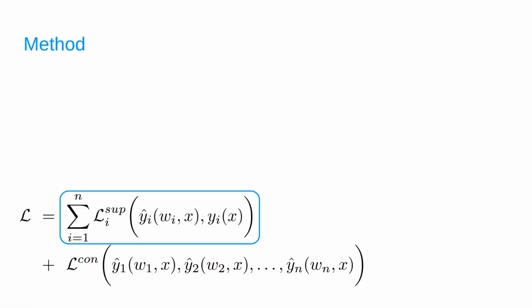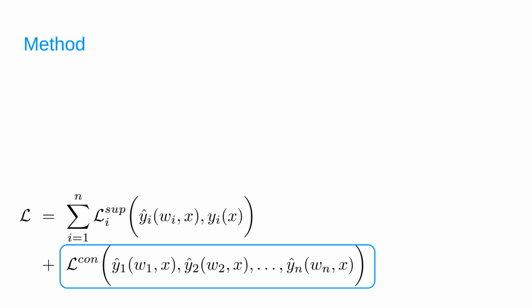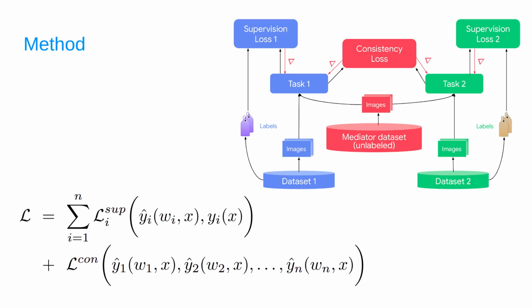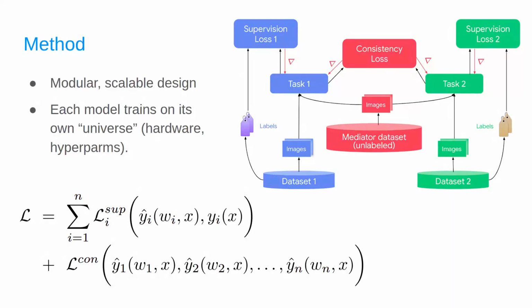Each task may receive supervision from a small labeled dataset, and in addition, the tasks supervise each other through the consistency constraint. The latter can be imposed using a very large unlabeled dataset, which we refer to as the mediator dataset. The diagram above shows how it would work for 2 tasks, but it would work in the same way for n tasks. So this is a multitask learning setup, but unlike the other approaches, we keep the models completely separate and let them interact through their predictions only by the consistency constraints.